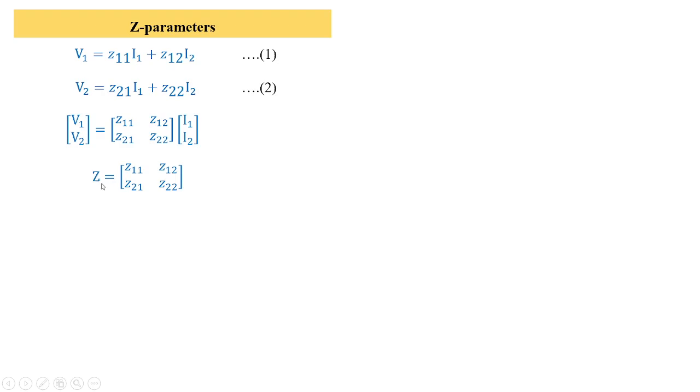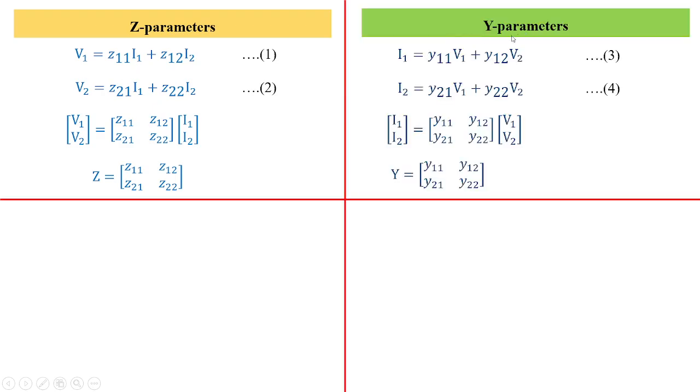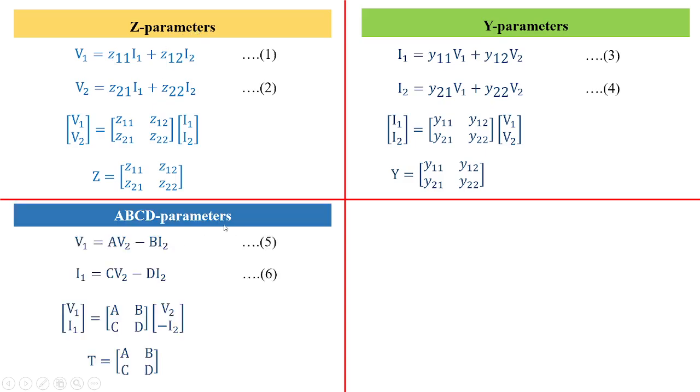The Z parameters are given by Z11, Z21, Z12 and Z22, and this is framed from equations 1 and 2 based upon Ohm's law. Then we have Y parameters, which is given by equations 3 and 4. You can see Y parameters are nothing but the admittance parameters, which is nothing but the inversion of Z parameters. And then we have shifted to ABCD parameters. The ABCD parameters are also known as transmission line parameters.